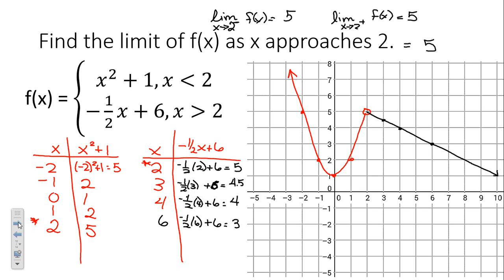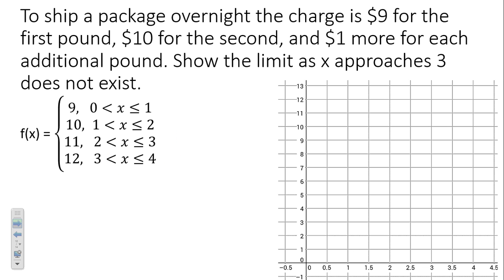Does the function exist at 2? No. We have an open circle there. But the limit exists because both sides are converging on the same number. Make sense? Questions? So last example, we're going to use our step function that we haven't seen since chapter 1.